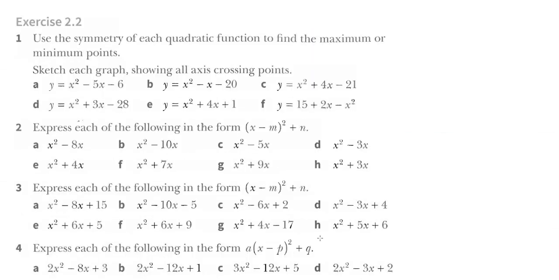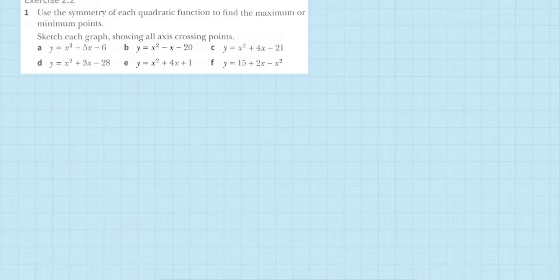So this is exercise 2.2. Question number 1. Use the symmetry of each quadratic function to find the maximum or minimum points. So with the help of symmetry, we have to find the maximum or minimum points and also sketch the graph showing all axis crossing points. So let's start question number 1, part A.